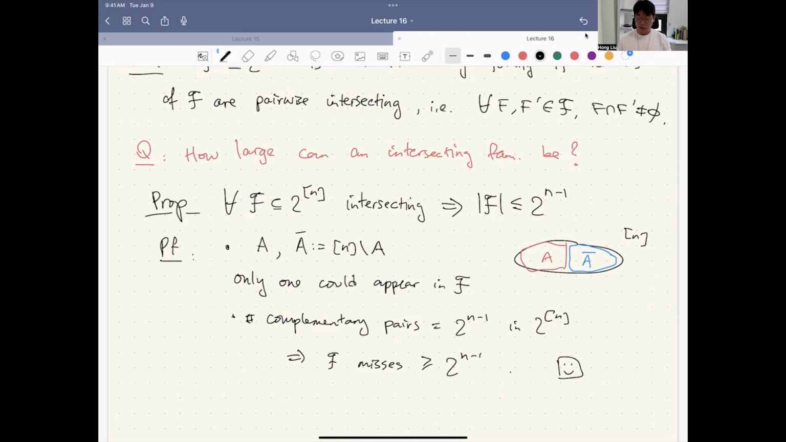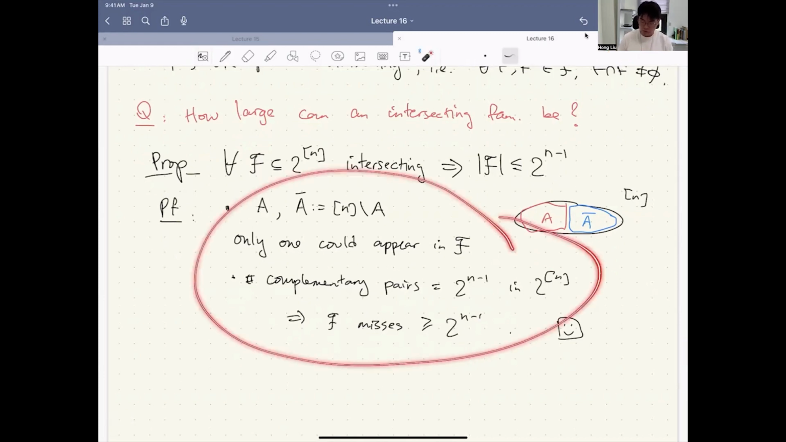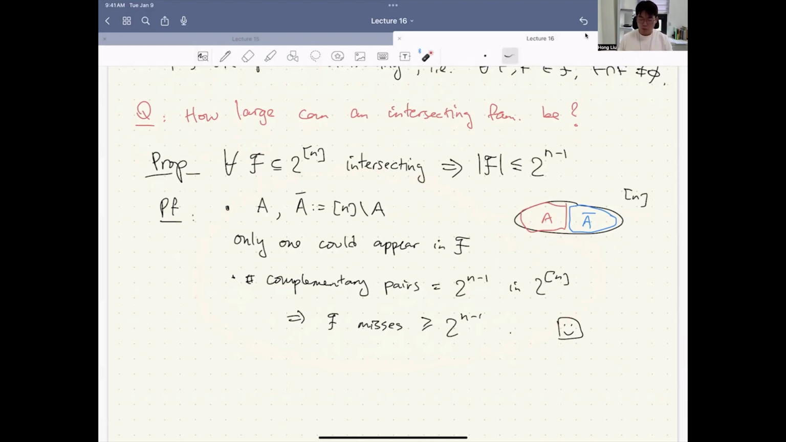That means F has size at most 2 to the n minus 1. This bound is obviously tight, which was already suggested in the proof. Basically, for all complementary pairs, you just pick exactly one. You can reach size 2 to the n minus 1. So here are some tight examples.